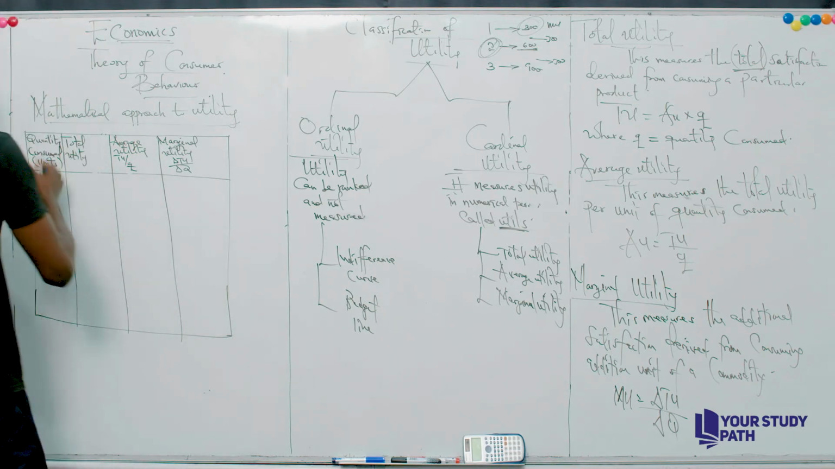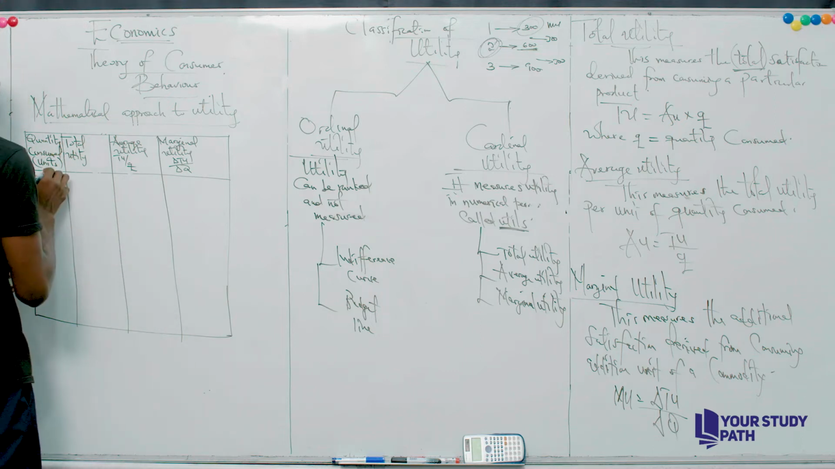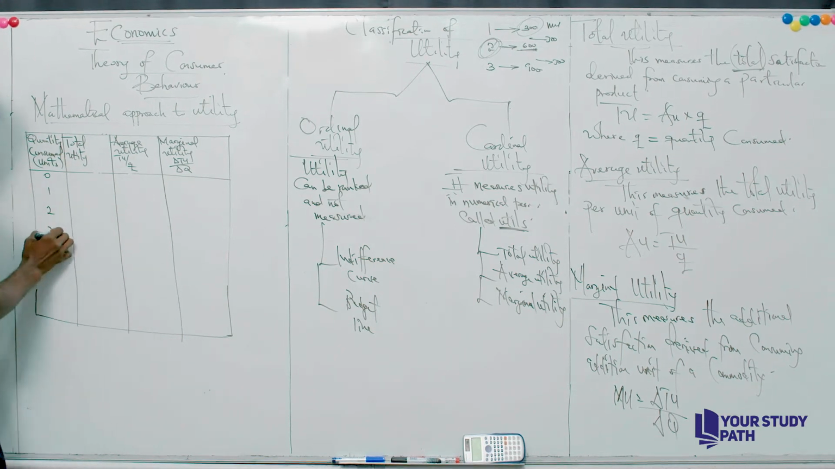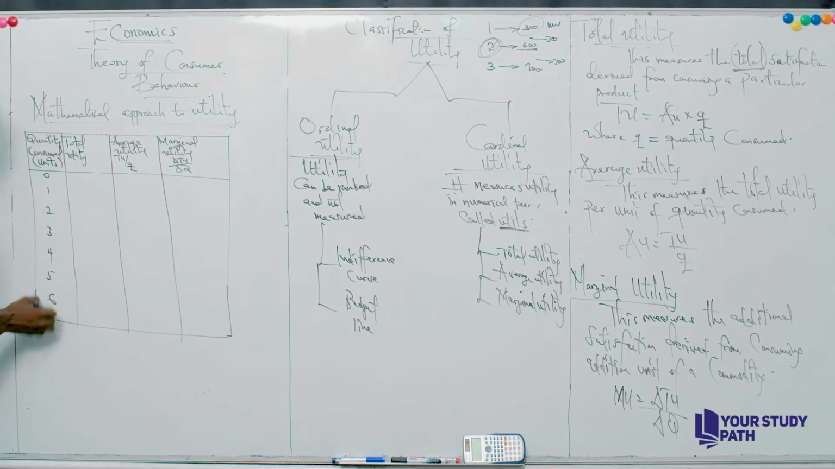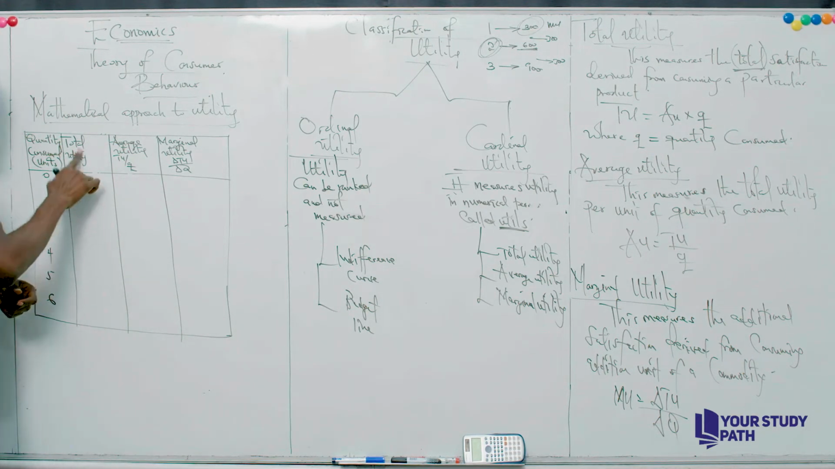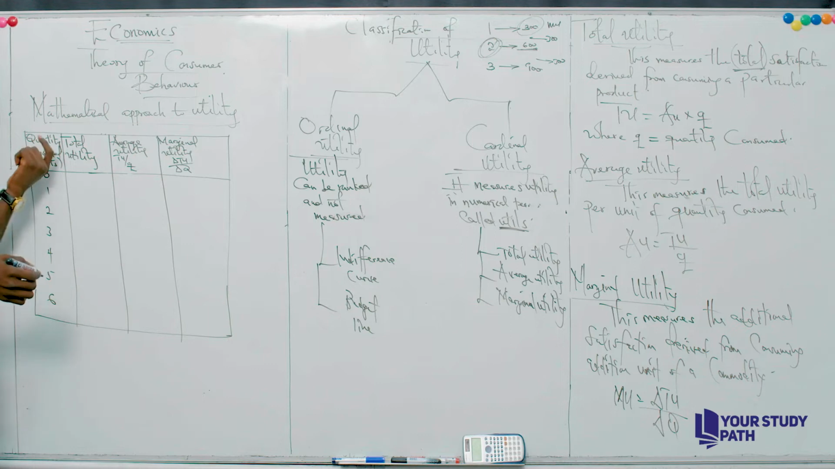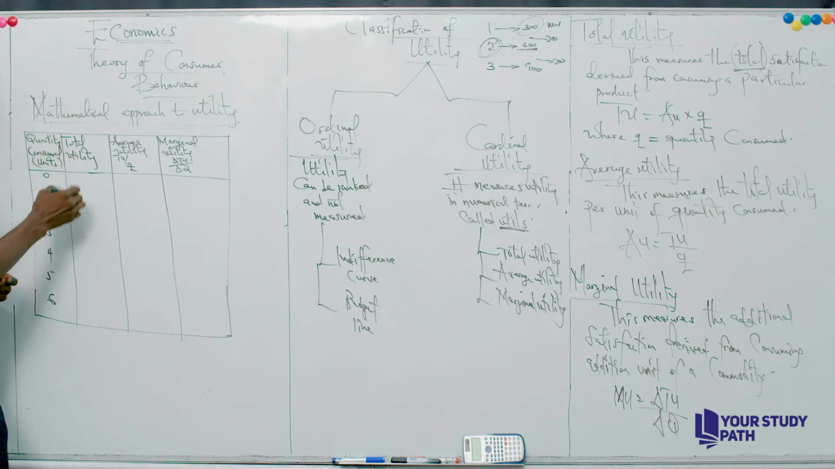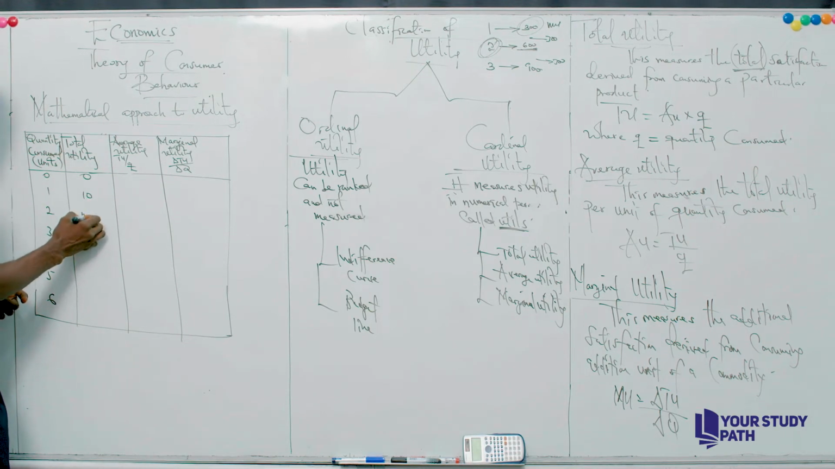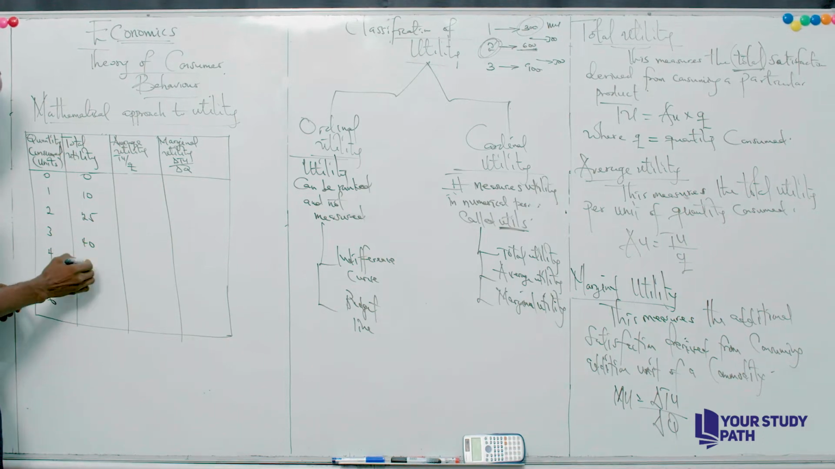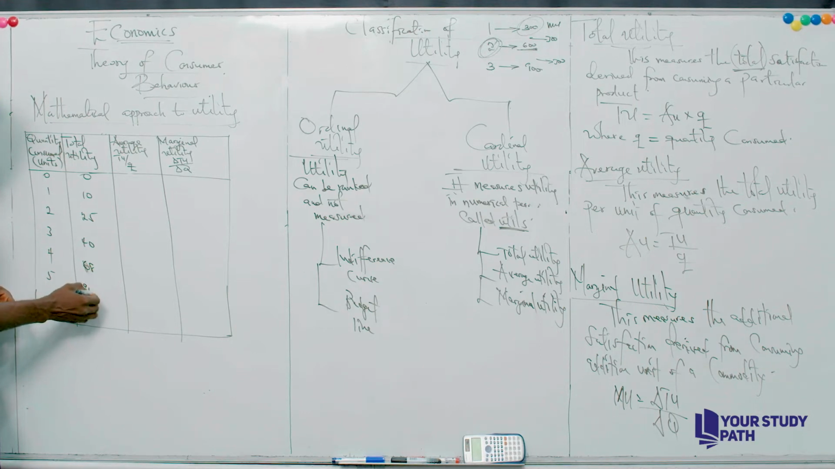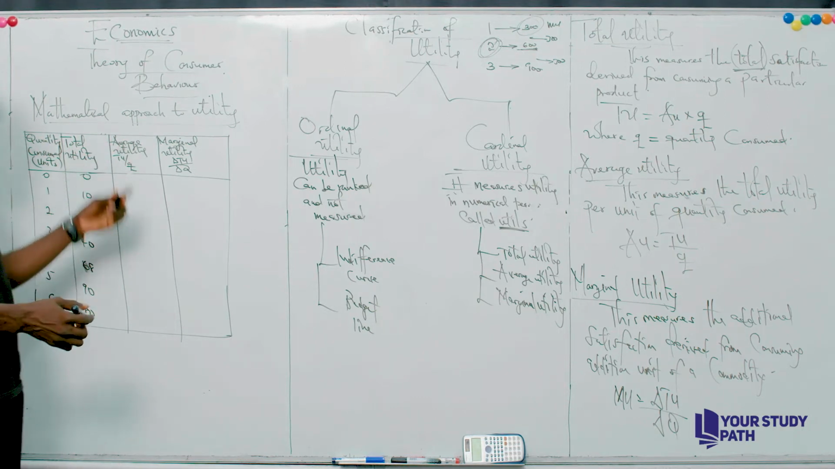So now having this, my quantity consumed, let's make them 0, 1, 2, 3, 4, 5, 6. Then my total utility. Since the quantity consumed is 0, definitely here will also be 0. Okay? So you can have here 10, 25, 40, 68, 90, 80.